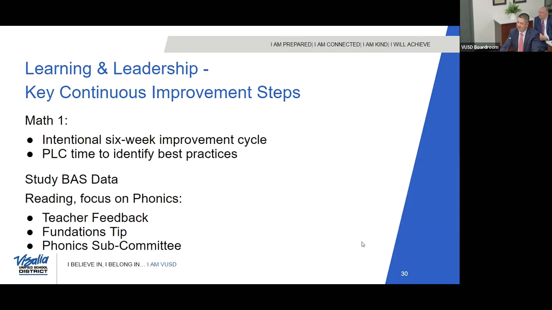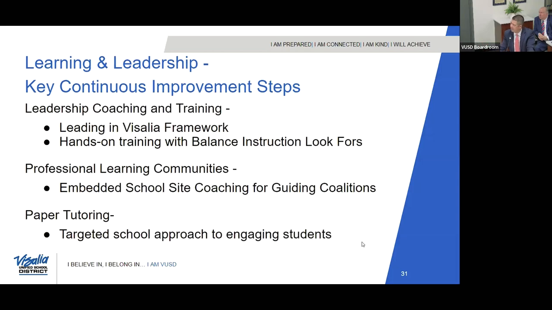Again, we're studying that BAS data, especially for kindergarten, to see why there were a few adjustments there. Foundations, with our focus on phonics, is really targeting that and continuing fidelity. We've had a great start, but a great start doesn't mean anything if you don't sustain it, maintain it, and keep moving it forward. So really focusing there. Finally, leadership and coaching and training.